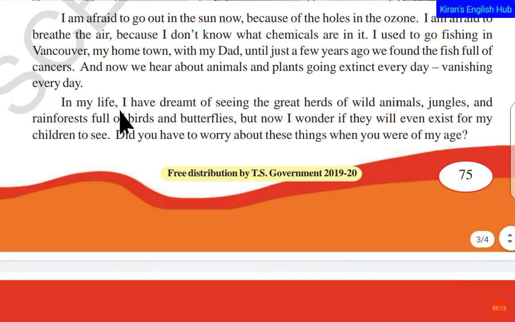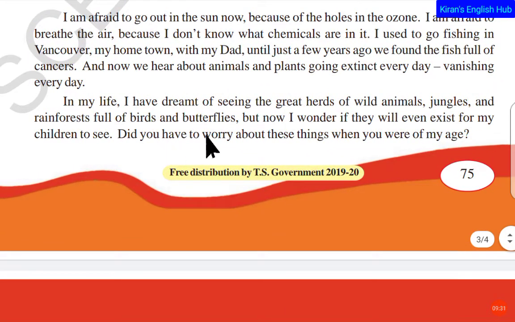In my life, I have dreamt of seeing the great herds of wild animals, jungles, and rainforests full of birds and butterflies. But now I wonder if they will even exist for my children to see. So she is also telling that so far in her life, she had dreamt of seeing great herds. Herds in the sense the group of wild animals. The huge number of animals in one place is called herds. So she used to imagine seeing these herds of animals, jungles, rainforests, butterflies and birds.